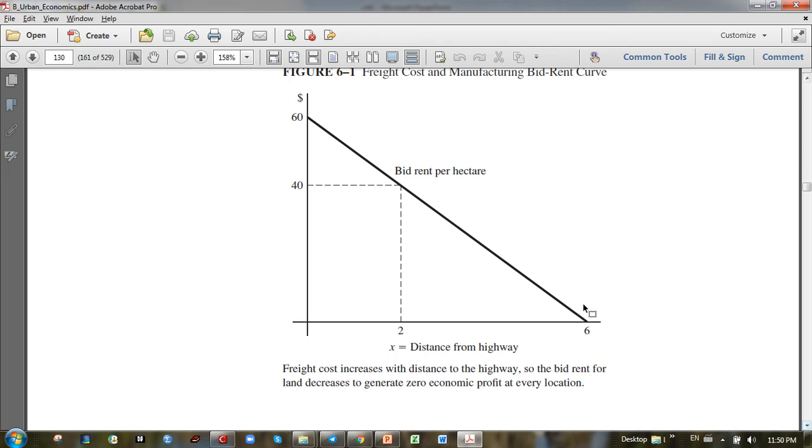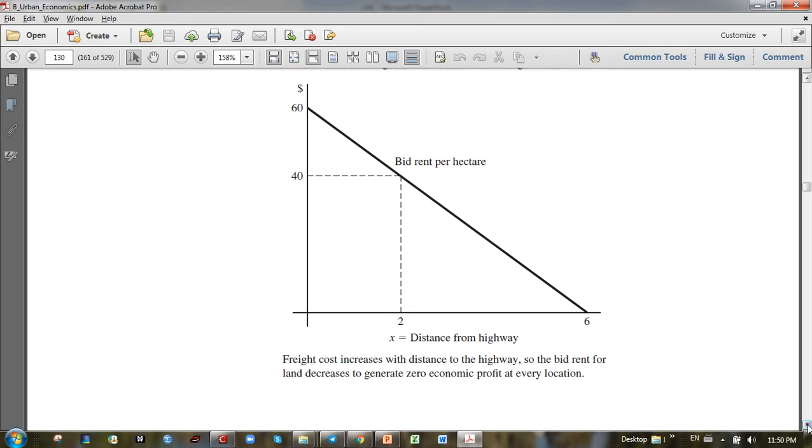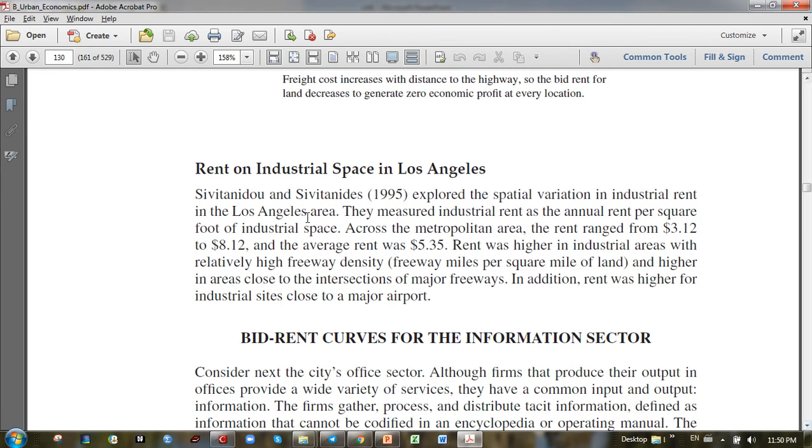This is a table. Oh, sorry, not a table, this is a figure. It's similar to the demand curve that you already saw in your economics courses so far. Rent on industrial land, Los Angeles. No need to look at it live, but you can raise it as an example. But in my presentation I have not captured this one.